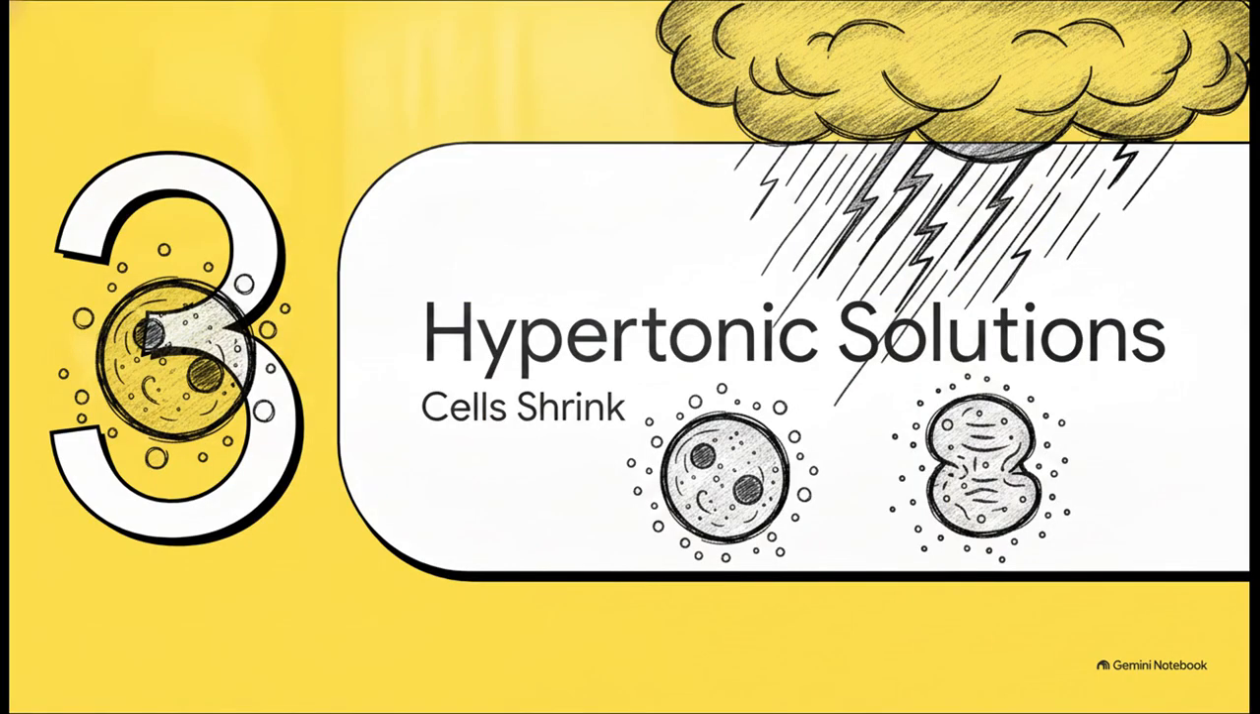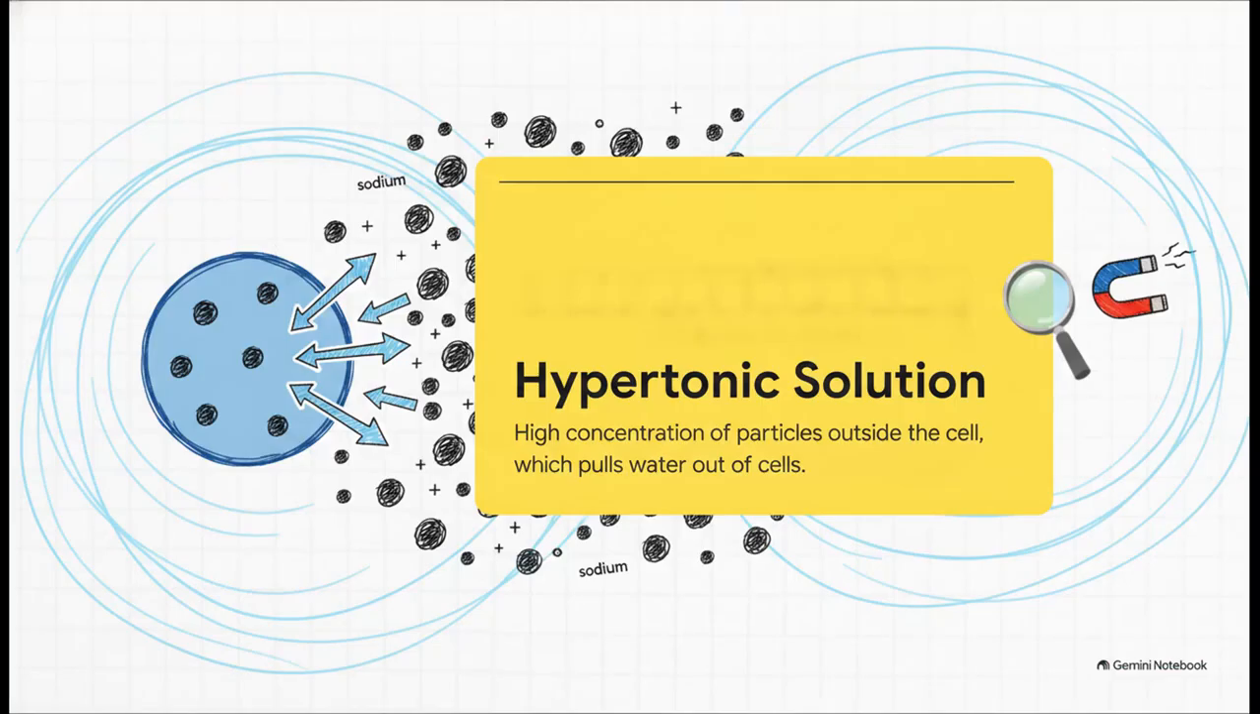Okay, Section 3, hypertonic. Cells shrink. I want you to think of a hypertonic solution as this very specific, aggressive weather system hitting our cells. The prefix hyper means high. So a hypertonic solution has a really high concentration of particles, like sodium, sitting outside the cell. And because of our golden rule, water always follows sodium. So this highly concentrated environment acts like a massive magnet, forcefully pulling water right out of that intracellular space.